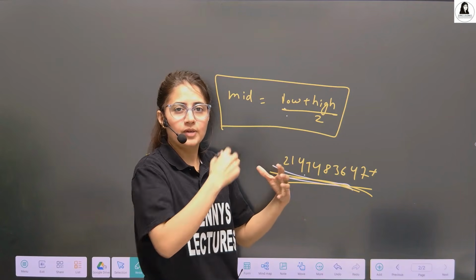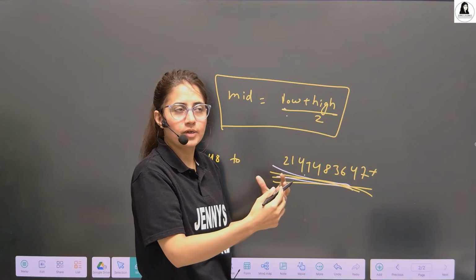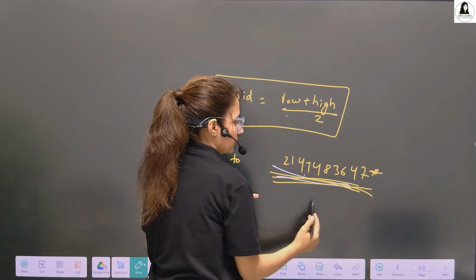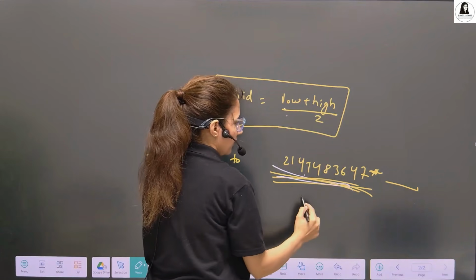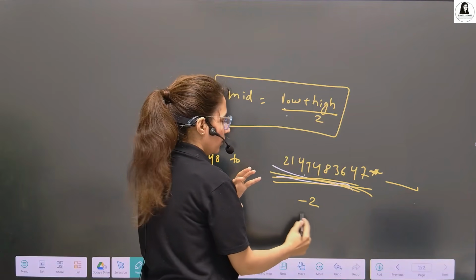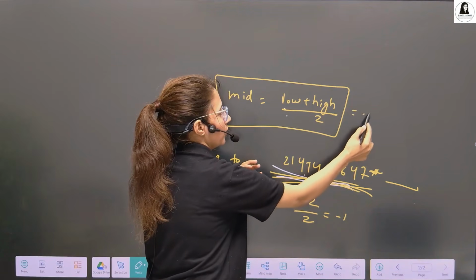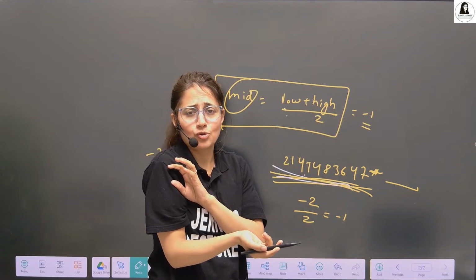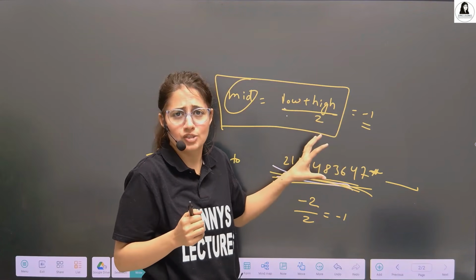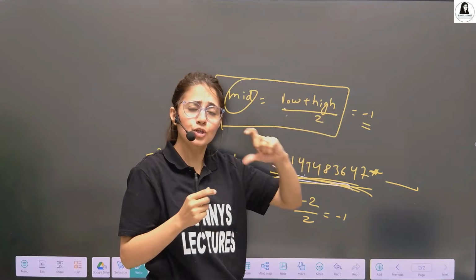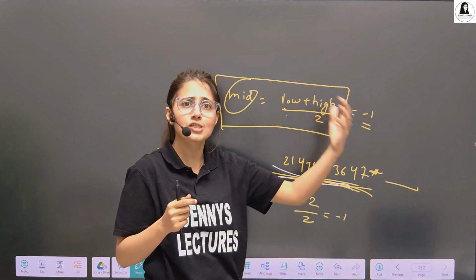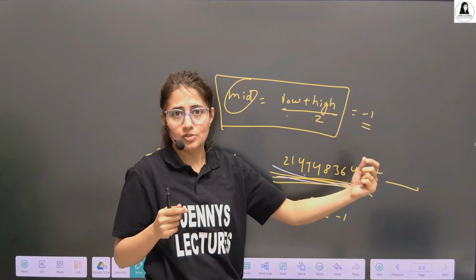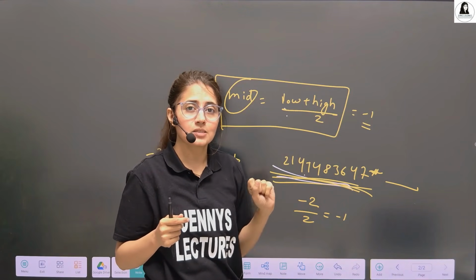By default it would be a negative value, stored in 2's complement. And if you add this plus this again, it would ultimately be stored as minus 2. Minus 2 divided by 2 will give you minus 1. Mid is equal to minus 1, and we know that minus 1 is not a valid index. So this is the overflow condition. If both low and high are huge numbers and you add them, it would be out of the int range. That is the overflow condition.